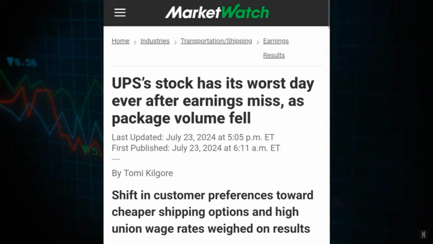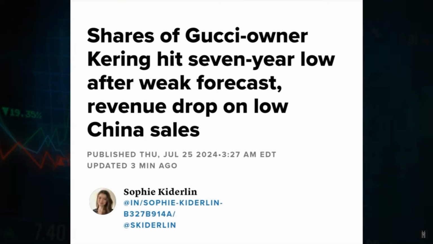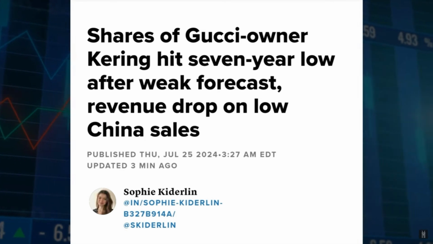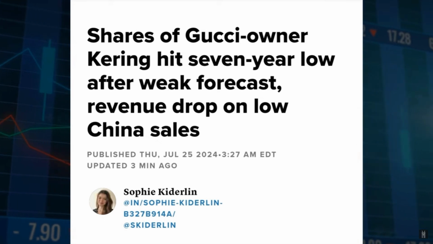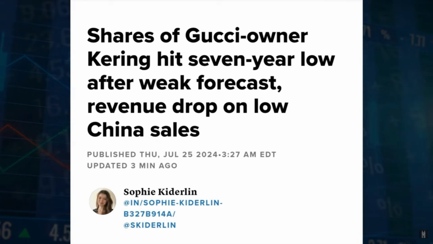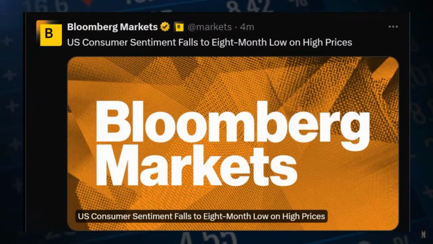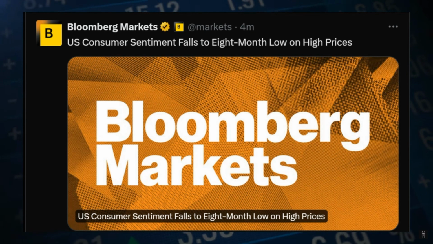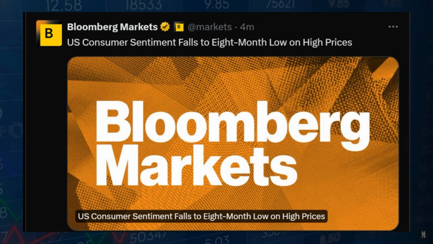Even the affluent consumer, we got warnings from Burberry before, but now even Gucci, hitting a 7-year low after a weak forecast. They say it's because of a drop in China sales. We all got it. China's weaker right now. It is already in a recession. But the weakness is also showing up in other territories. The consumer is getting weaker here, in Europe, all over the place. And because of stagflation, we got the news this Friday that U.S. consumer sentiment falls to an 8-month low on high prices. So there is evidence that if the Fed wants to cut rates because of fear of recession, they can do that.